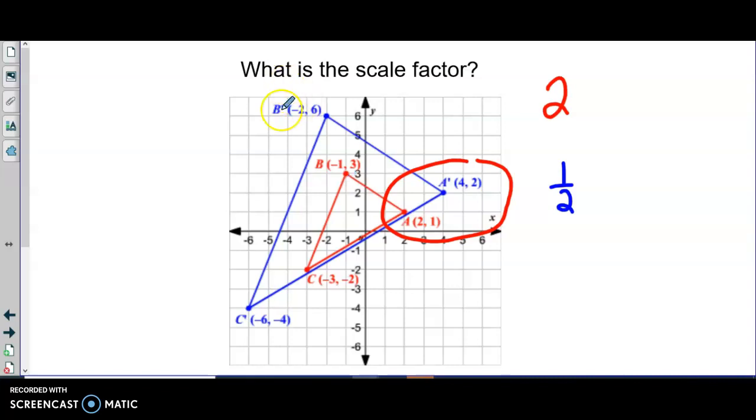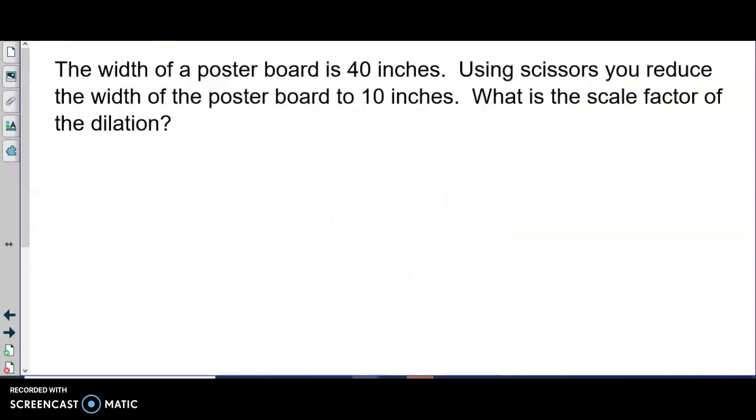So just be really careful that you know which direction you're going in. If it's getting bigger, your scale factor has to be greater than 1. If it's getting smaller, it has to be between 0 and 1. All right, we're going to finish the rest of this review on the next video.